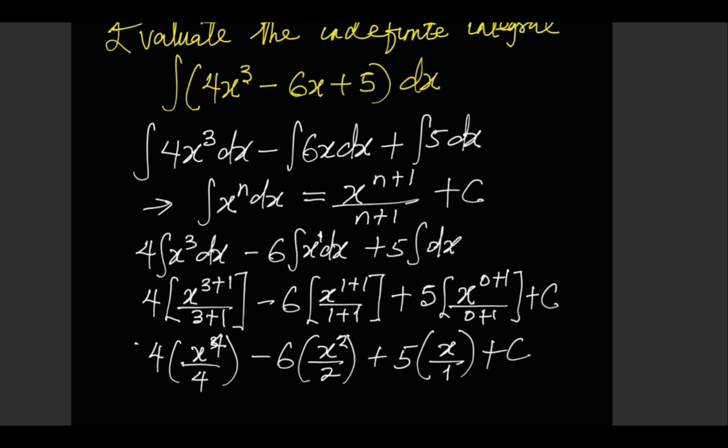Now the final answer: this 4 cancels with this 4, leaving us with x to the power of 4 minus, this 2 reduces 6 to 3, times x squared, so 3x squared, plus 5 times, remember x divided by 1 is x. So 5 times x will give us 5x, then plus c. Now, this is the final result to this first question. You can see how simple this problem is, and we took it step by step. So our final answer is x to the power of 4 minus 3x squared plus 5x plus c.